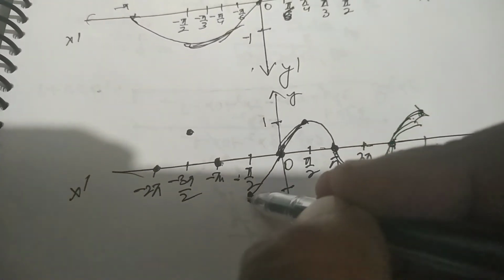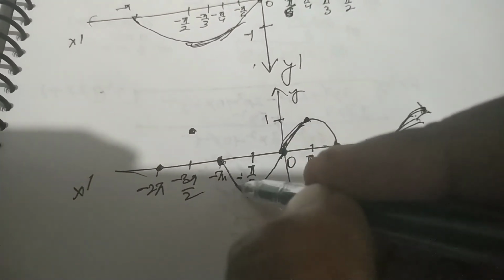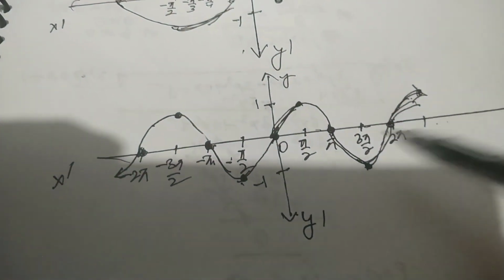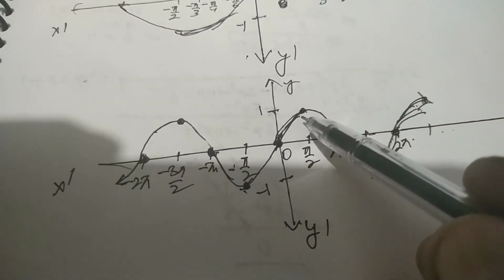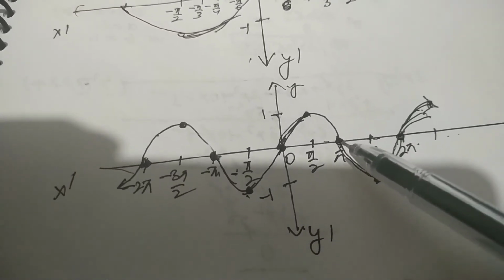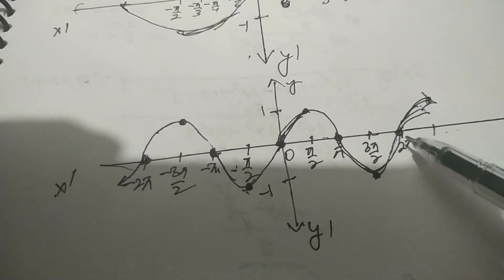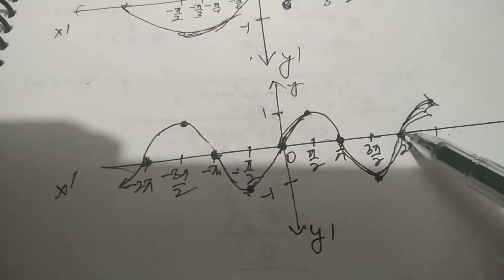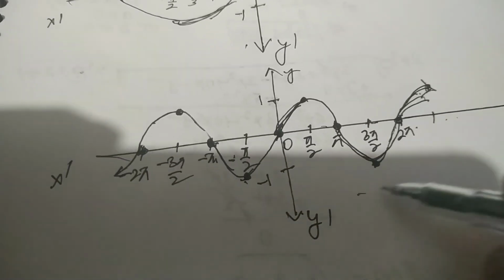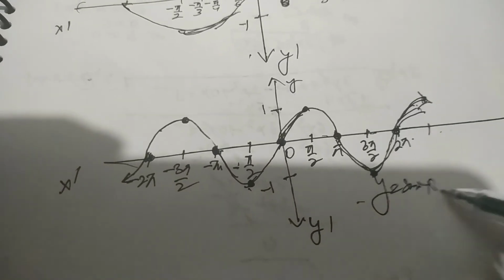Moving by freehand, it changes slightly: it increases from 0 to 1, then decreases from 1 to 0, and again decreases from 0 to minus 1, and then increases from minus 1 to 0, and increases from 0 to 1. The same thing happens on the left-hand side. So that is y is equal to sin x. This is the graph of sin x.